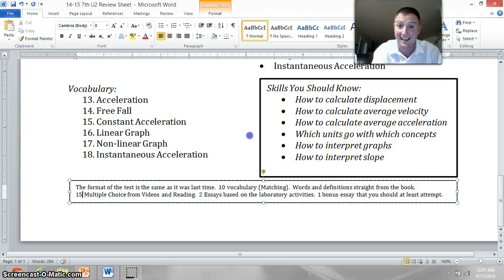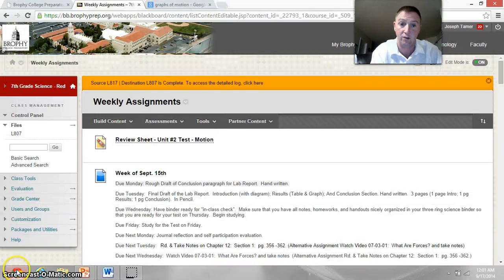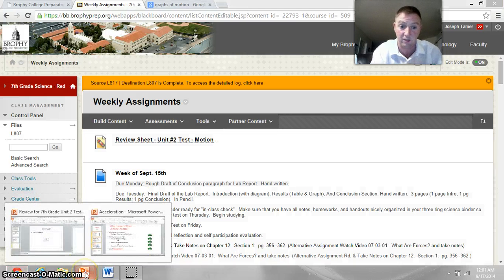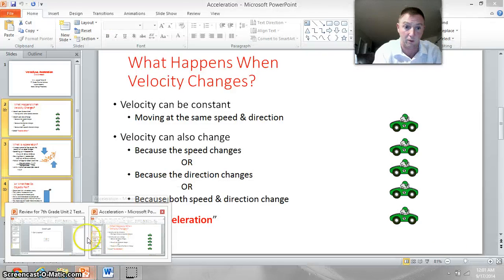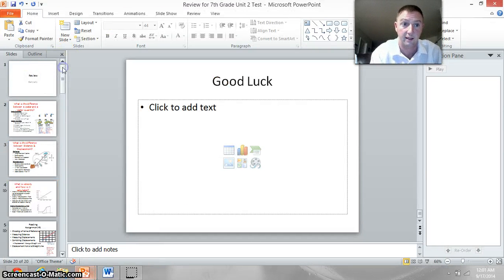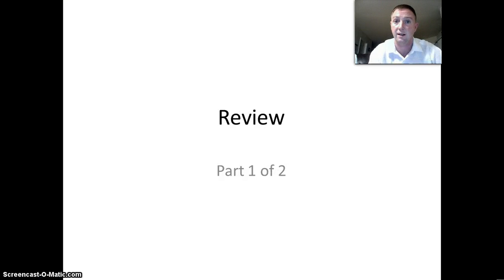Okay, in case you lost it, this review sheet is also on Blackboard. See it right there? It's right at the top of Blackboard for you, so you can study or reprint it, whatever you need to do. But what I did is I just transferred it all to a PowerPoint right there. And we're going to break it up into 2 classes. So let's start from the beginning, and break it up into 2 parts, 2 videos.